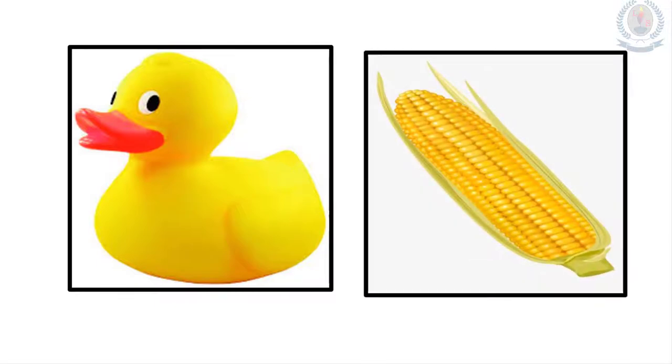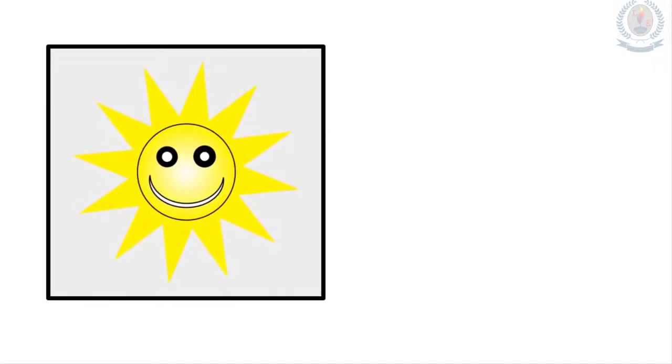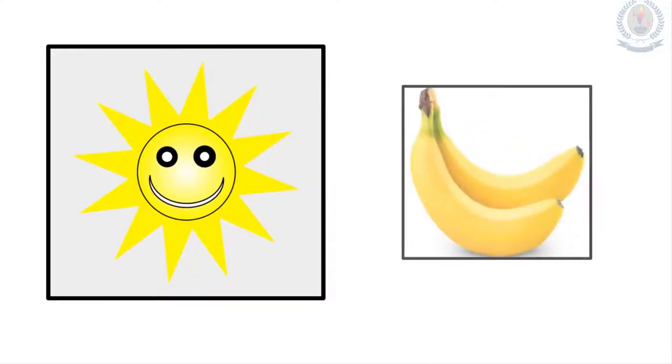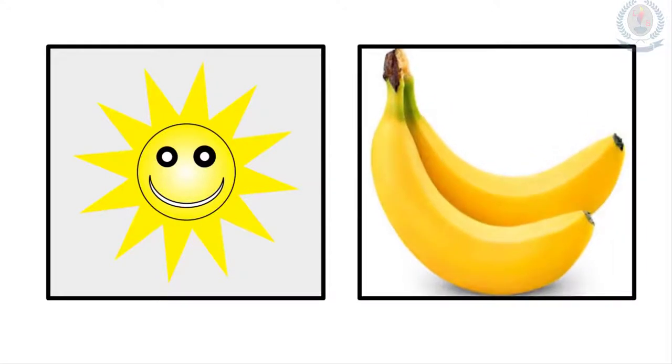Corns are yellow. The color of the sun is yellow. What is the color? Yellow. Bananas are yellow.